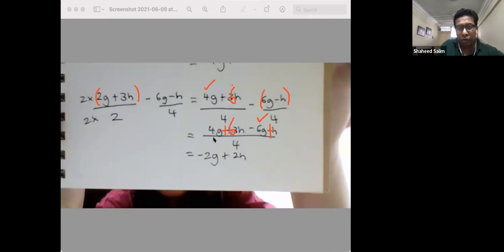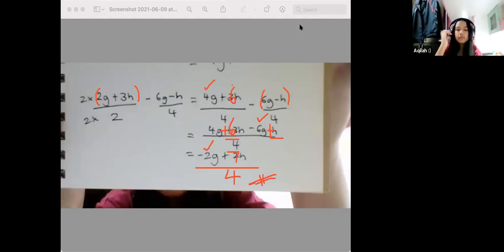So you get 4G minus 6G minus 2G, but 6 plus 1 is 7. And this is over 4. You must not forget over 4. Okay, I get it now. You get it, huh? Okay.